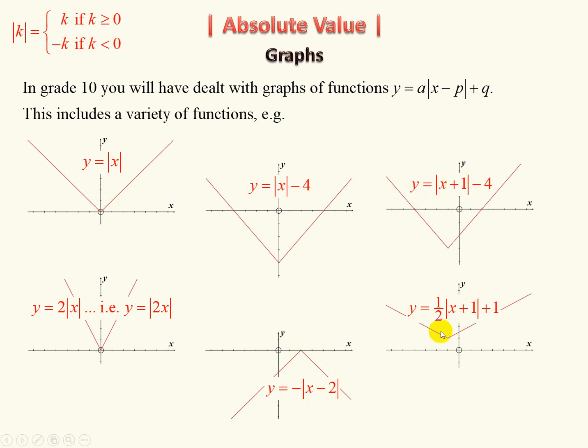We have a shallower gradient in this final one here. There's y equals absolute value of x. Now, half means that the gradient is a half. It's moved across to the left by 1 because of the x plus 1, and it's shifted up 1 because of the plus 1 at the end. That's similar to doing graphs by what we call transformations, where we go to the original graph and then we work from there.